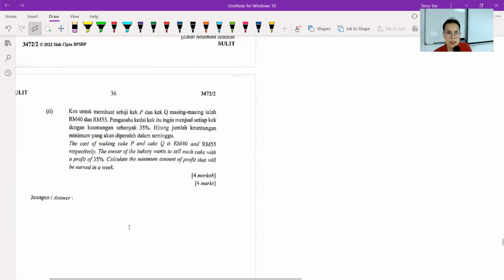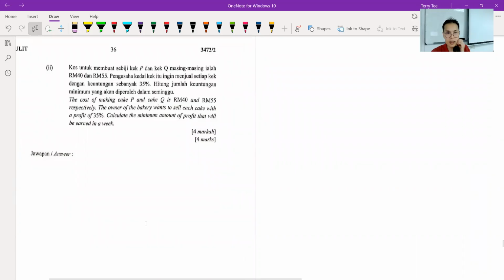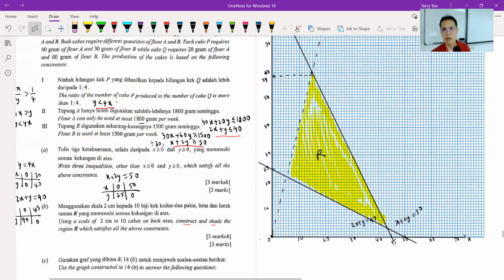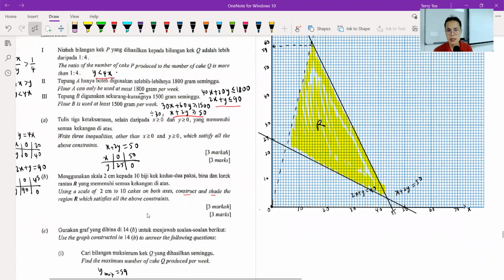Next one. The cost of making cake P and Q is 40 ringgit and 25 respectively. Owner of the bakery wants to sell each cake with profit of 35%. Calculate the minimum amount of profit to be earned. Okay, so first of all, we need to know the costs, right? 40x and 55y. So let me write over here. We have to use an objective function. This is C Roman 2.